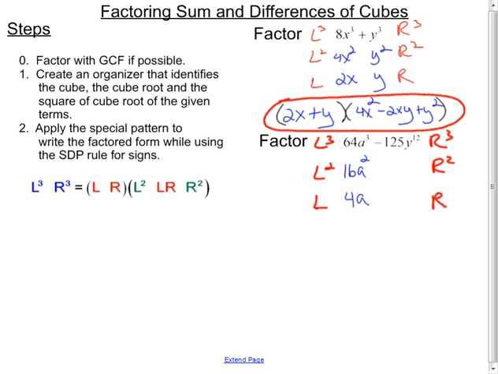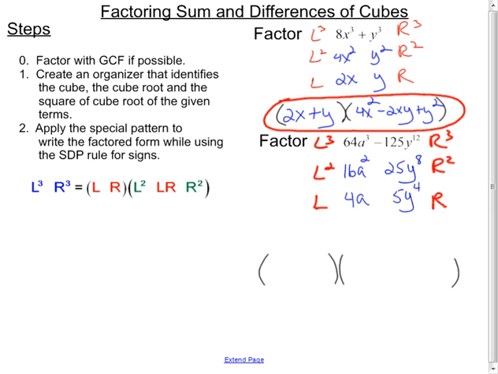What is the cube root of 125y to the 12th? Well, that will be 5y to the fourth, and when I square that, I will get 25y to the eighth. Okay? So then again, I just need to apply my special pattern here, which prompts me to set up a blank binomial and a blank trinomial.